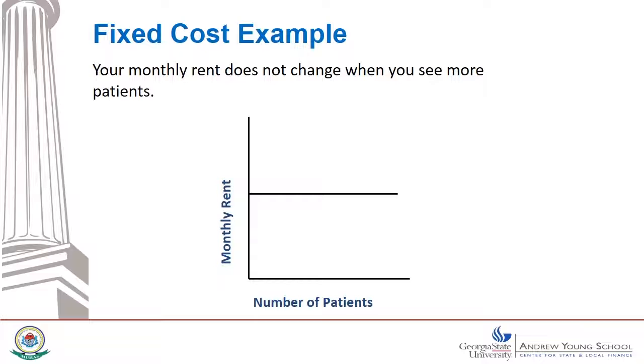This graph shows an illustration of fixed costs staying the same over a change in activity. As the number of patients increases, plotted on the x-axis, the monthly rent, plotted on the y-axis, stays the same.